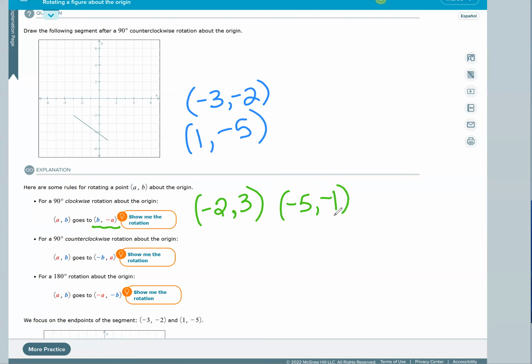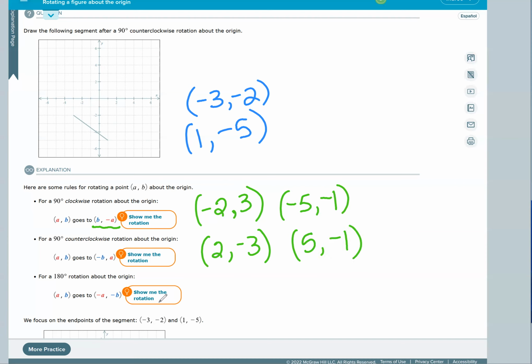If you're going 90 degrees counterclockwise, you're going to flip them again, except the first number, the new x, needs to be the old y, but the opposite sign. So I'm going to have -2, -3, only I need to make that -2 a +2 and leave the -3 as a negative. And the second point would become (5, -1).